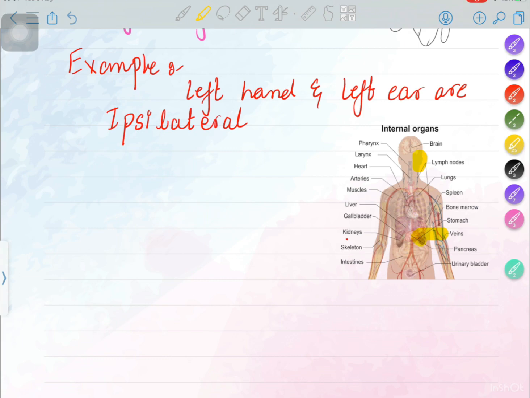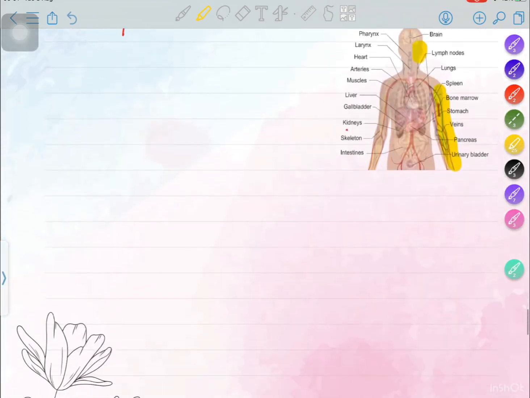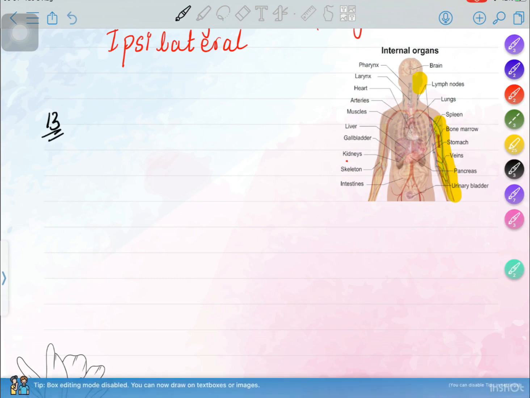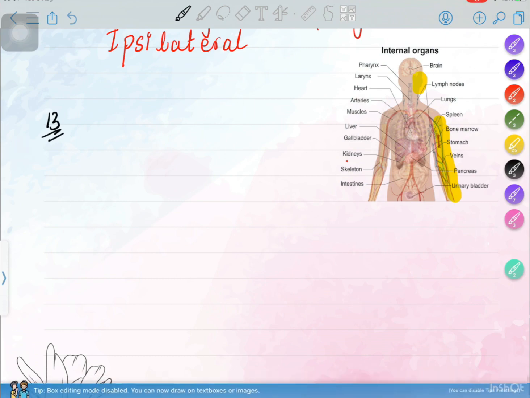Okay, so over here, left ear, and I don't know whether it's left or right on the other side, but this ear and this arm are ipsilateral to each other. Ipsilateral means on the same side. Okay, let's move on to the last part, guys, quickly.